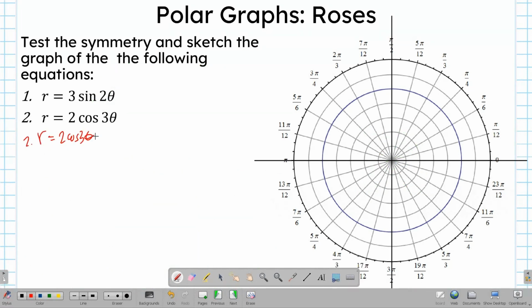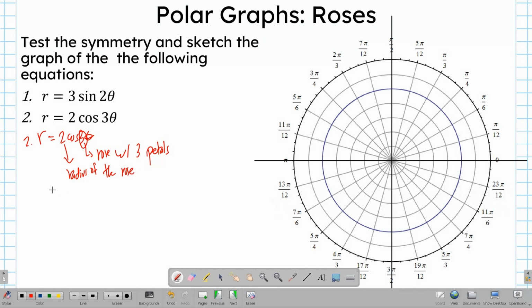Let's try to sketch this graph. I'm not going to show the detailed solution anymore for the test of symmetry, but this graph, first, it's a rose that has 3 petals. 3 petals, and this 2 here is the radius of the rose.